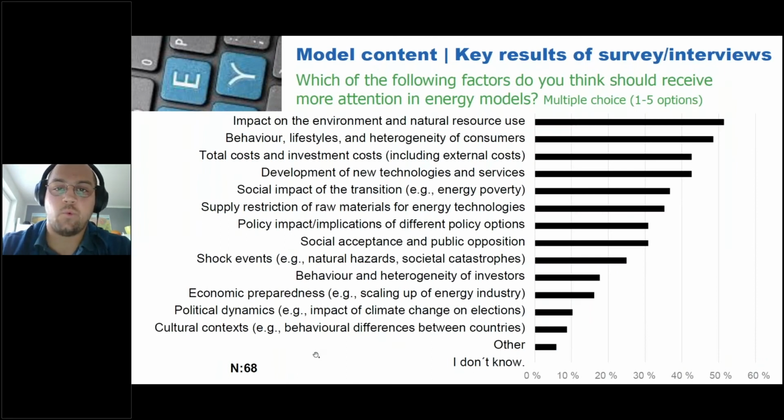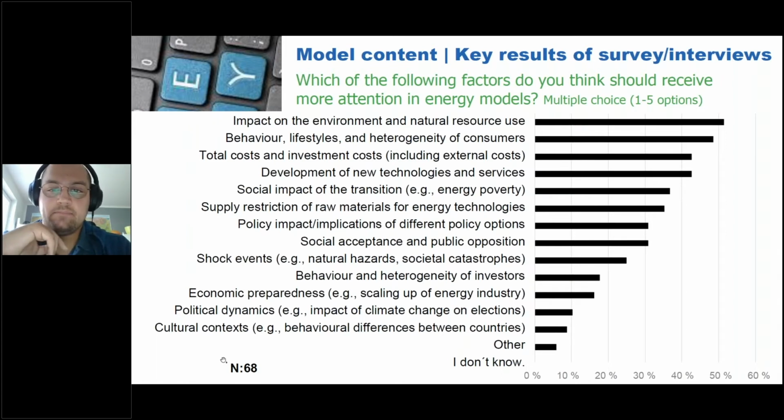So for instance, we have asked in our questionnaire, which of the following factors do you think should receive more attention in energy models? And people had the option to choose from a variety of different aspects, tackling all the different dimensions of the energy transition, and they had the option to choose up to 5 of these options, but also they had the possibility to use the other field, which was a free text field, to give their own ideas of what should be modeled more.